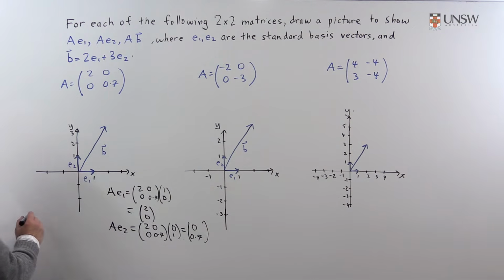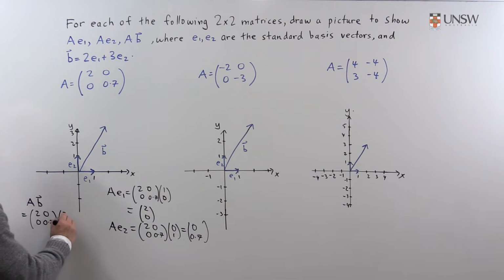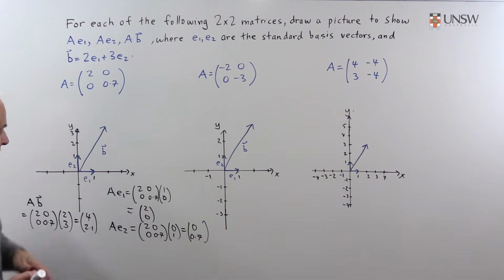And maybe over here, we'll do what happens when we take A times B. Okay, so that means we're taking the matrix 2, 0, 0, 0.7 and multiplying by B, which is the vector 2, 3, because it's 2 times the first basis vector plus 3 times the second one. When we do that multiplication, we get the vector 2 times 2 plus 0 times 3 for a total of 4, and 0 times 2 plus 3 times 0.7, which is 2.1.